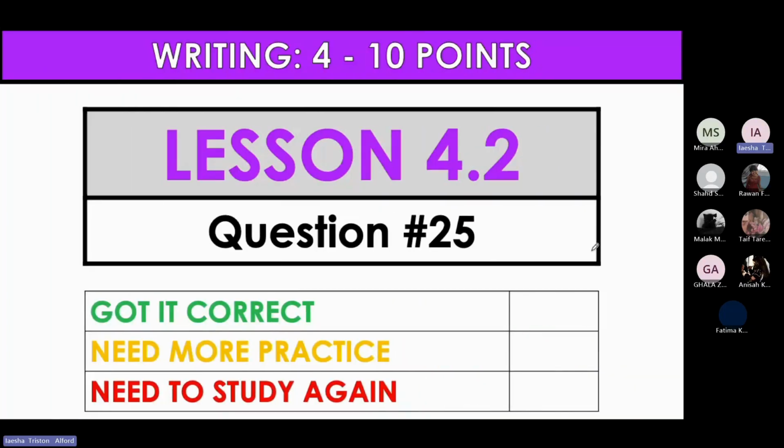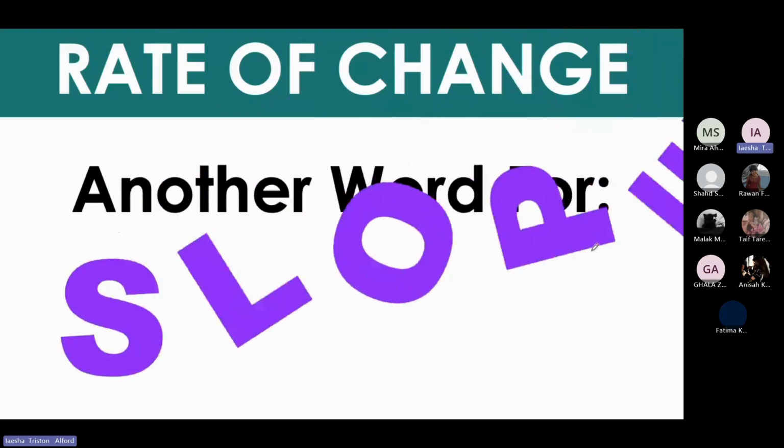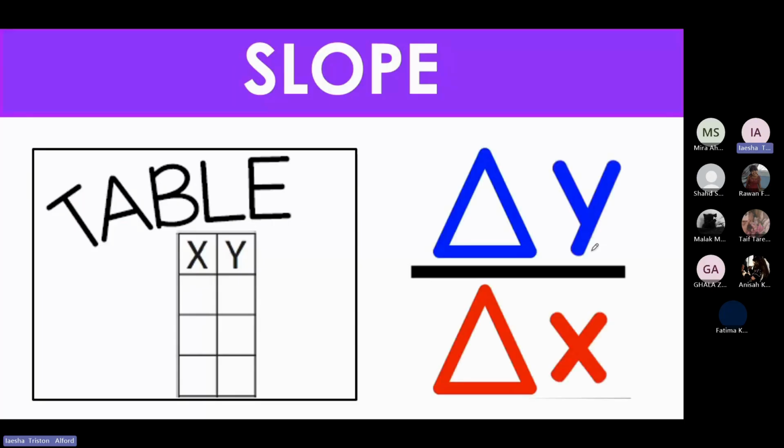This is question number 25, coming from lesson 4.2. So this lesson is about rates of change. Remember, rates of change is another word for slope. This slope, we're going to be using tables and graphs. So remember, we need to use change in y over change in x, or what you put in science, delta y over delta x. Same idea, okay?